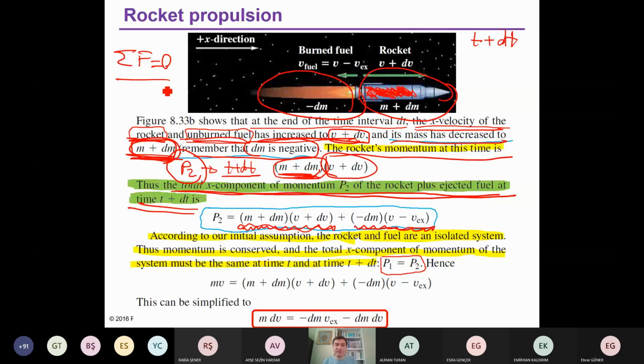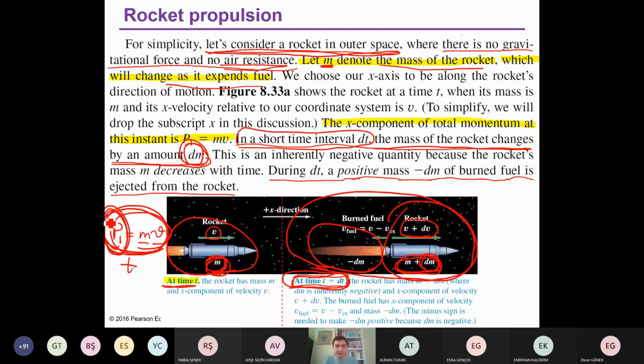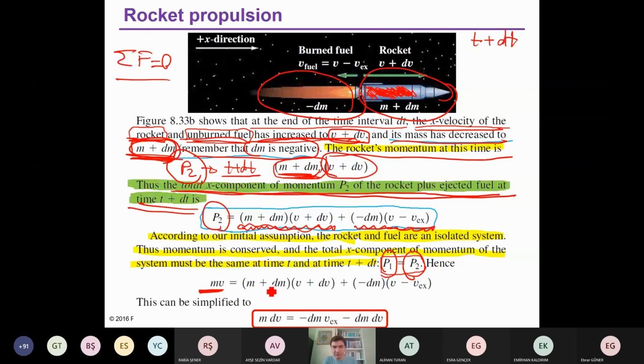So if momentum is conserved, then this P1 is equal to P2. P2 is this one, and P1 is this one. Okay, then mv, the initial total momentum of the system, is equal to P2, the final momentum of the system when the time is t plus dt. So what do you see here? mv, here you will have another mv, here you will have dmv. So all these multiplications will give you this result, this one here.